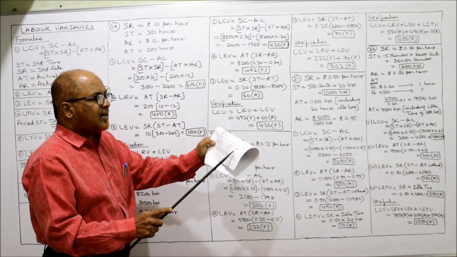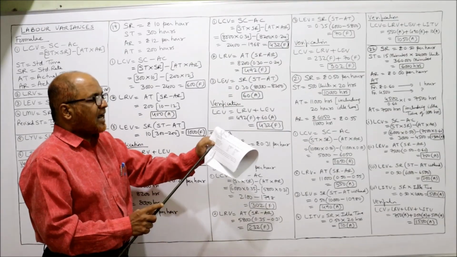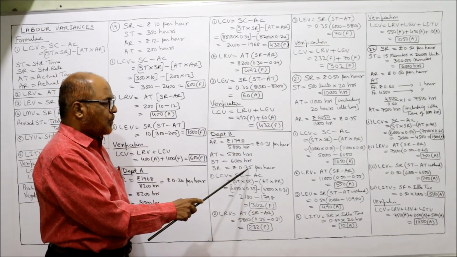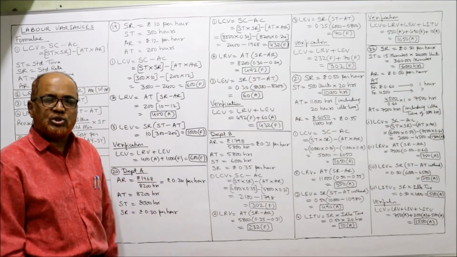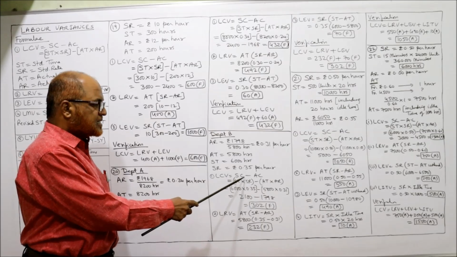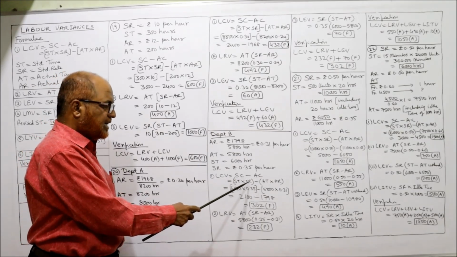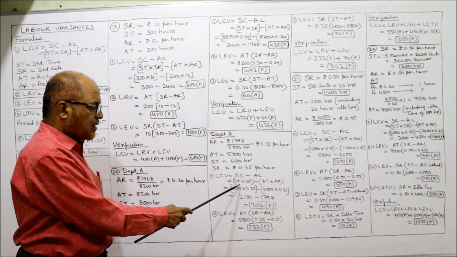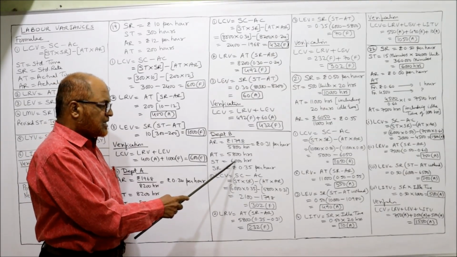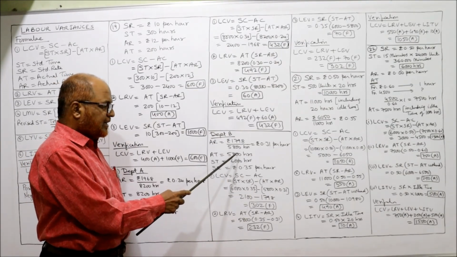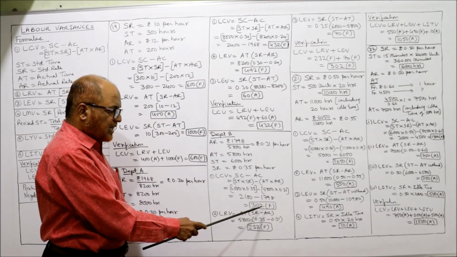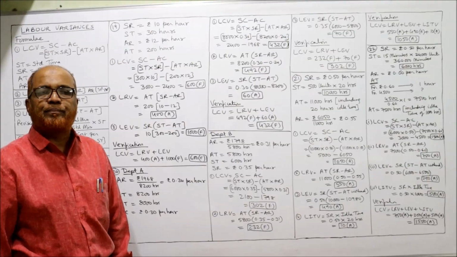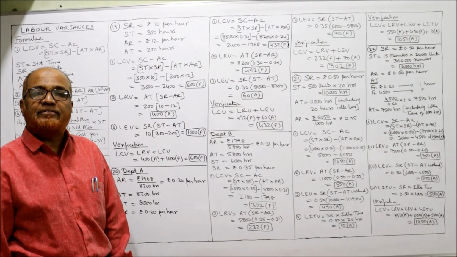Standard hours, standard time 6000. And standard rate is given 0.35 per hour. Again, all the four items are given. Substitute LCV, SC, standard cost minus actual cost. ST into SR minus AT into AR. So 6000 into 0.35, 5800 into 0.31. So 2100 minus 1798, 302 favorable. This is the LCV.